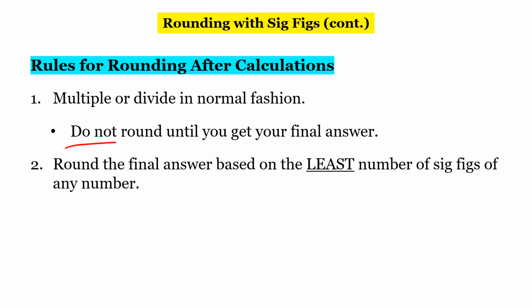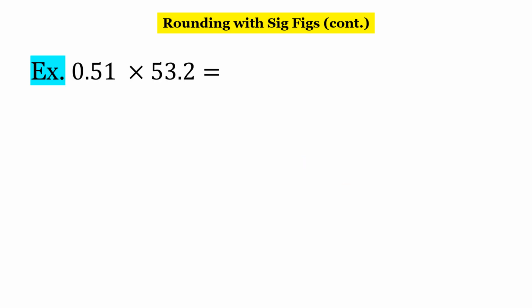Step number 2, round the final answer based on the least number of significant figures of any number. We're going to do 3 examples. It's relatively straightforward, not that much different from what we were doing previously. Let's go ahead and dive into this. Here's our first example: 0.51 times 53.2. If you punch that in on your calculator, you get an answer of 27.132. We just multiplied as normal.